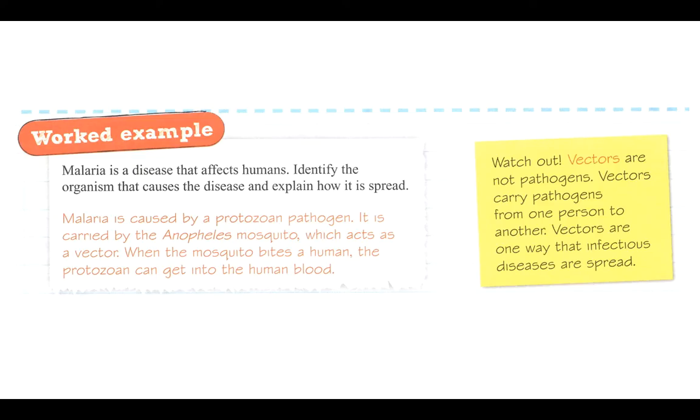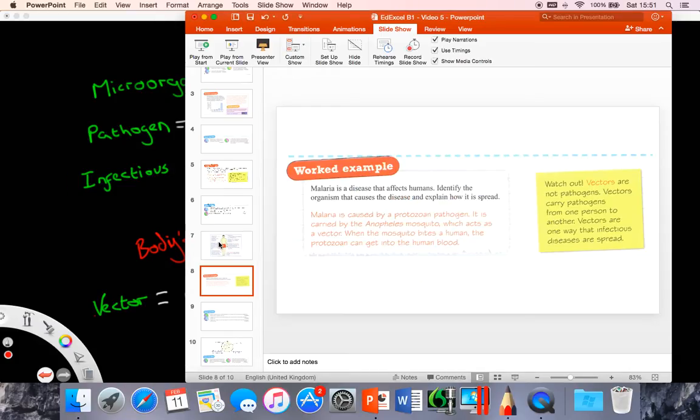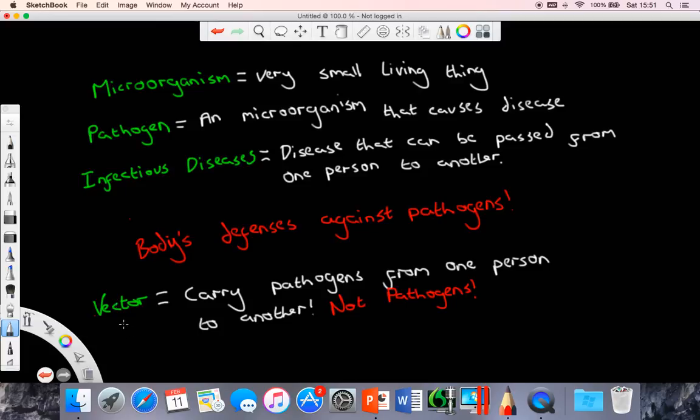Now, if we look at a worked example of that, it says that malaria is a disease that affects humans. Identify the organism that causes the disease and explain how it's spread. Okay? The pupil has said that malaria is caused by a pathogen. Don't worry about the protozoan bit. It's caused by a pathogen, but it's carried by a vector, which is mosquitoes. Okay? When the mosquito bites a human, the pathogen gets into the blood. Now, be careful not to get vectors and pathogens mixed up. Okay?